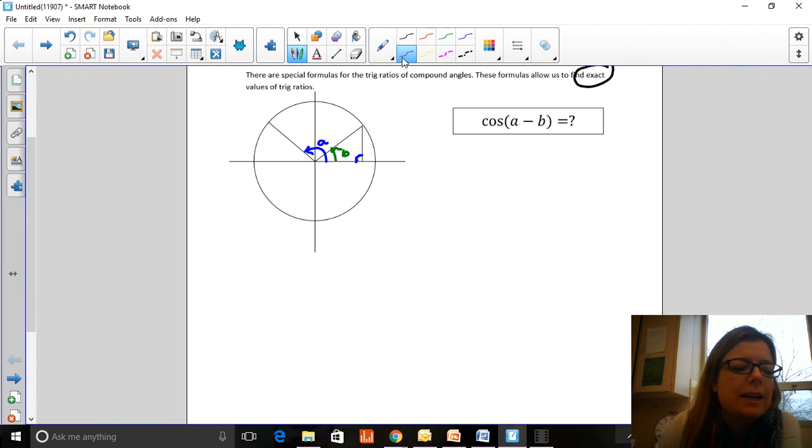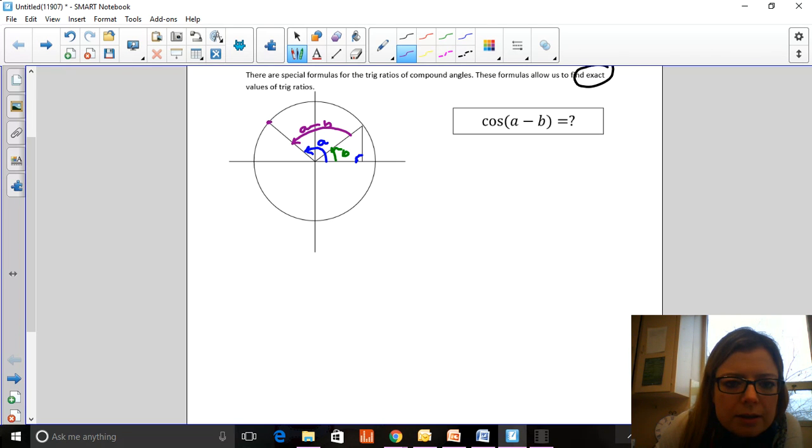So that means that inside here, from here to here, is what we have for A minus B. So that is what we're finding the cos of. This angle is A minus B because it's the blue minus the green is equal to the purple.